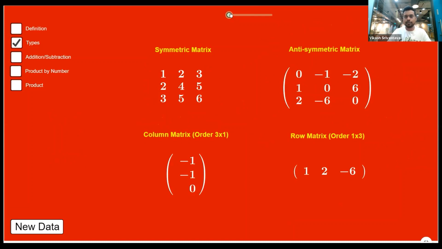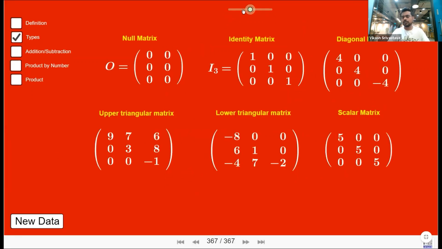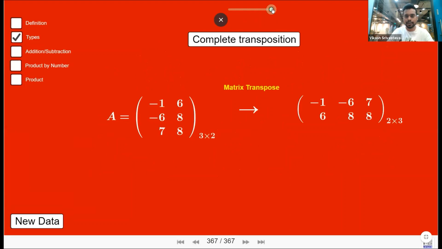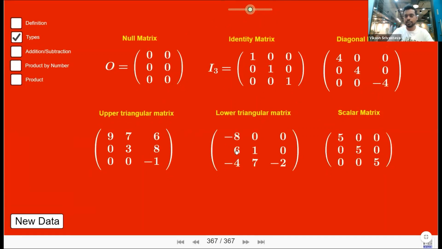Now let's look at other types of matrices. I'll just drag this slider. So now there is another matrix which is called a null matrix. A null matrix is a matrix of any order, so not necessarily is it square. Let me see if I have the square matrix here. No, I have not defined the square matrix, but that is really important.